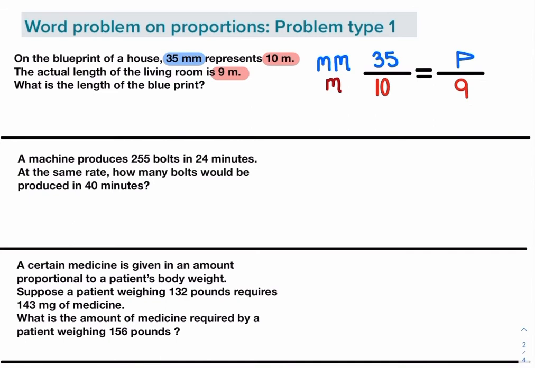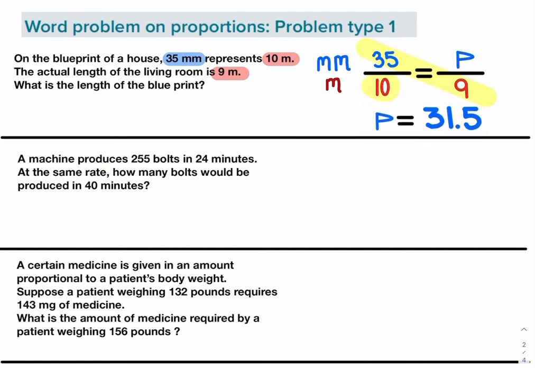To solve the proportion, we need to cross multiply and divide, which means multiply the numbers that are diagonal, in this case 35 and 9, and then divide by 10. When I take 35 times 9 divided by 10, I will find that the blueprint is 31.5 millimeters.